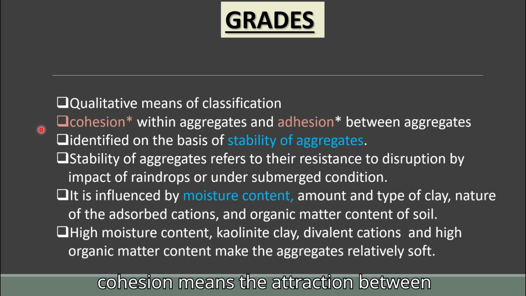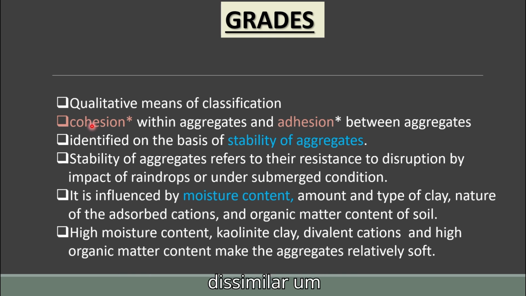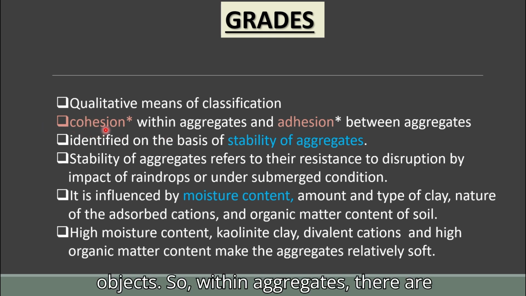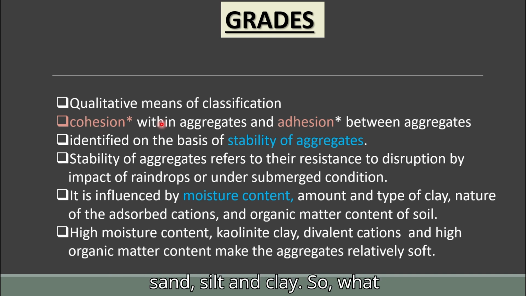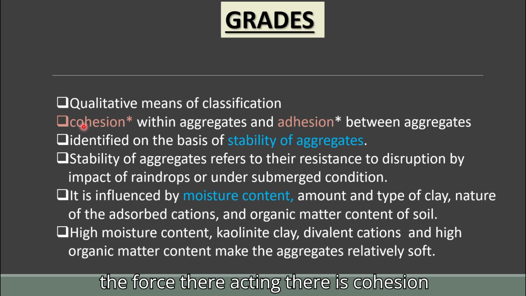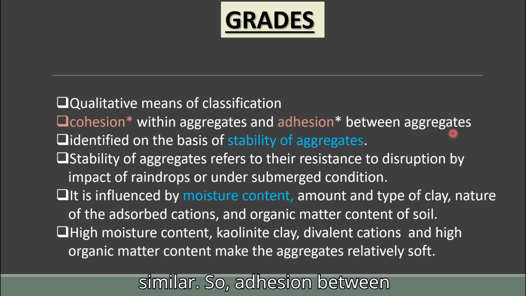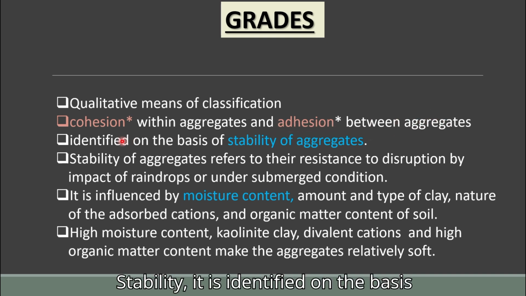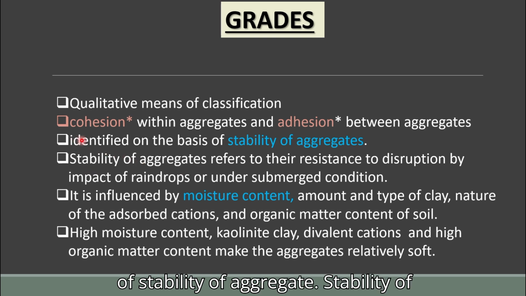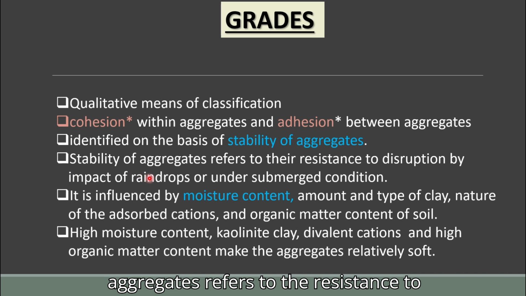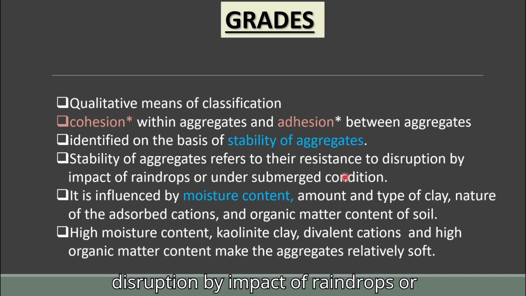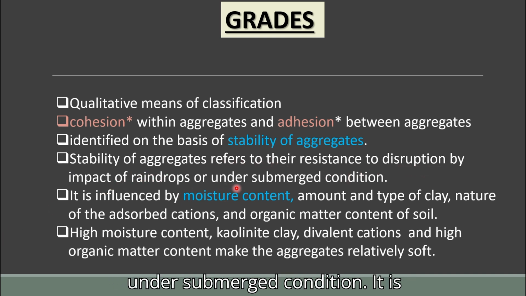Cohesion means the attraction between dissimilar objects. So within aggregates there are sand, silt, and clay, and the force acting there is cohesion. Between aggregates, all aggregates are similar, so adhesion between aggregates happens. Stability is identified on the basis of stability of aggregates. Stability of aggregates refers to the resistance to disruption by impact of raindrops or under submerged condition.